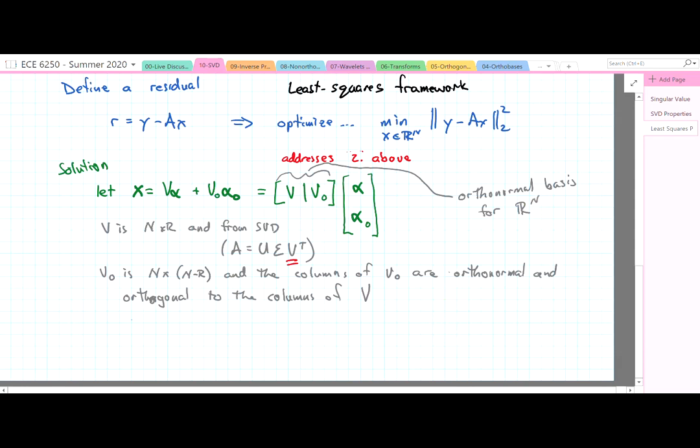So a few properties come from that. We have V transpose V is equal to I. We already knew that. And likewise, we're going to have V naught transpose V naught is equal to the identity matrix. And because these are orthogonal to each other, V transpose V naught is equal to 0.